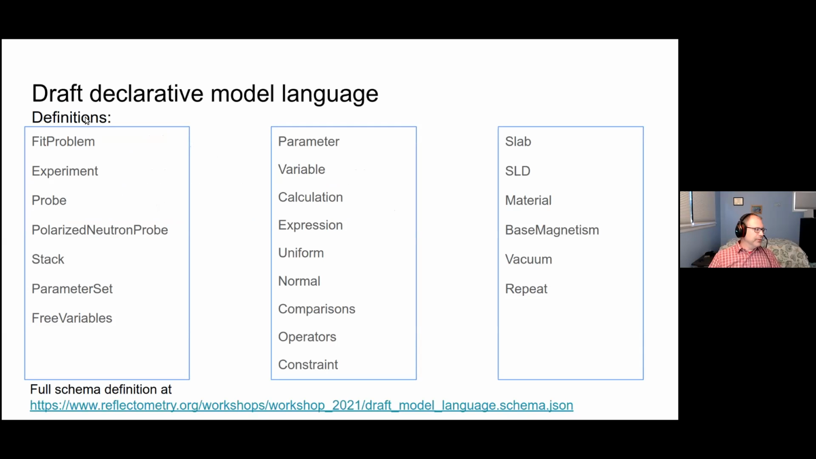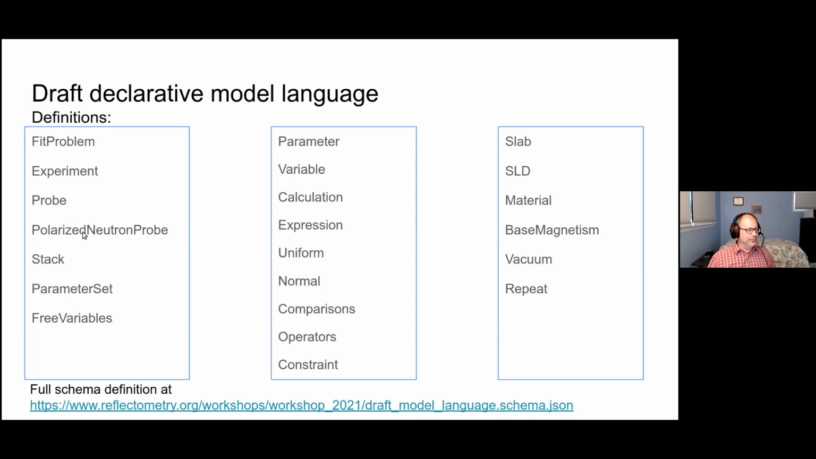All right, so without further ado, here are some terms for which I've written a draft definition for a model language. The fit problem is the top-level thing. That's the base class. You have to have a fit problem. That's the bag where you put everything. And then there's experiment. Fit problems are inherently multi-fit problems, so it's multi-fitting, but a lot of times you'll just have one experiment in a fit problem. That's easier than having two different classes, one for multi-fitting and one for single fitting. Single fitting is just multi-fitting with one experiment in it.